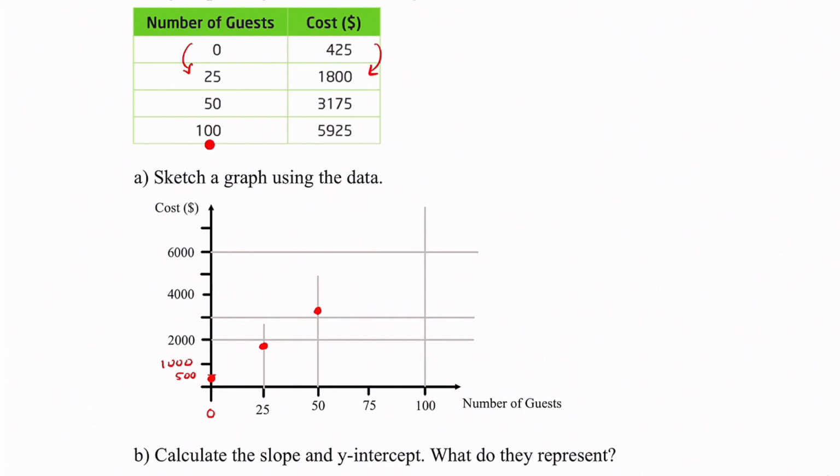And then the last one, at 100 guests, we're almost at $6,000, so we're just less than 6,000. So we can plot our last point right there. If you wanted to make this look a little nicer, you could erase all of the lines you put on to make it easier, or you could just keep them there, just make sure they're drawn lightly. So part A is done.